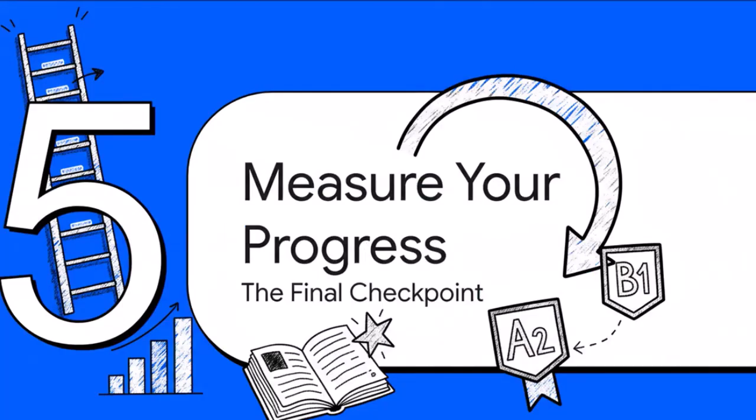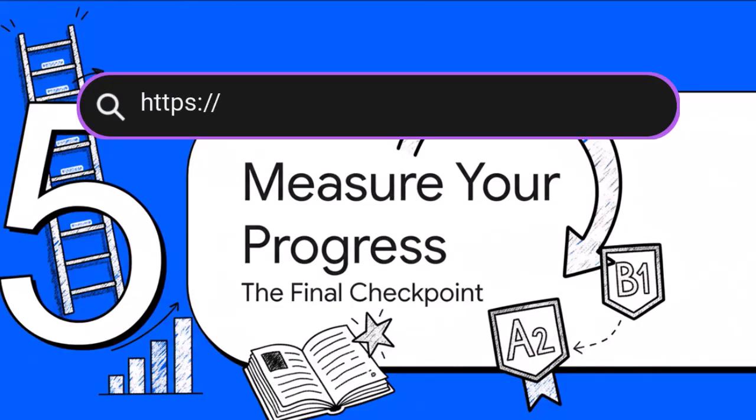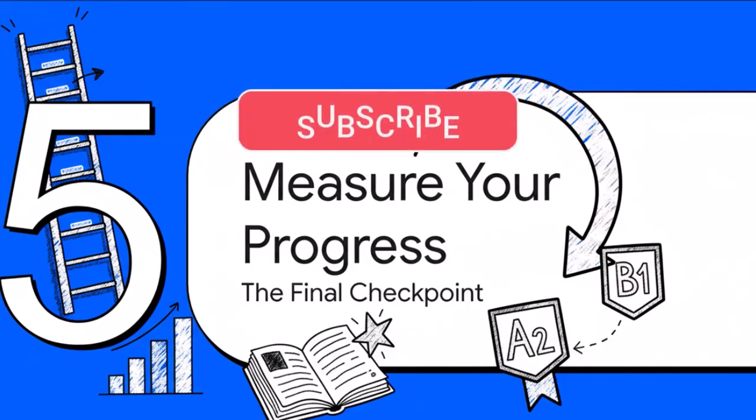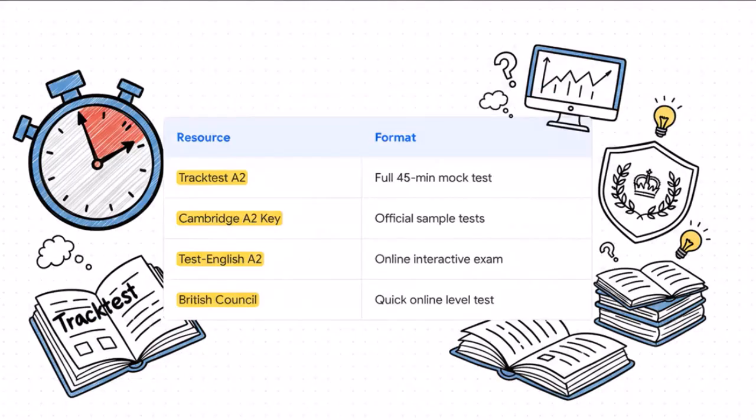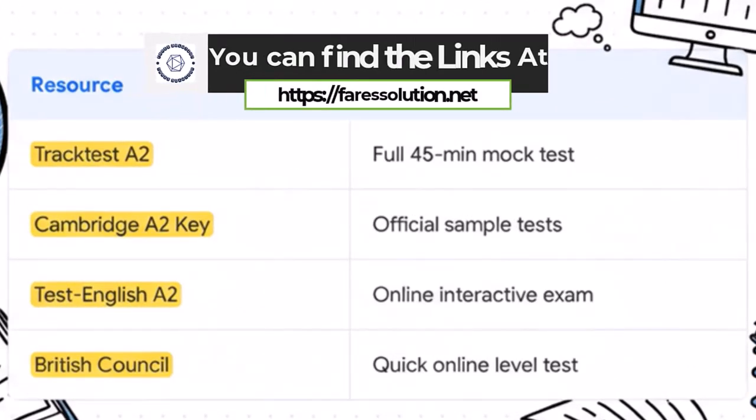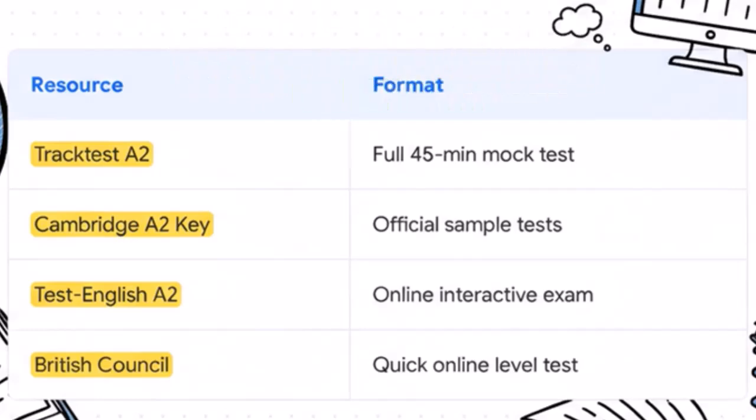All right, last but definitely not least, we need to measure your progress. This is the final checkpoint. And it's so important because it's not just about getting a score. It's about knowing for sure when you're ready to tackle the next level, B1. And check out these resources for practice exams. They are absolutely fantastic because you can get that real exam feeling right from home and for free. TrackTest has a full 45-minute mock test covering grammar, reading, and listening. And you can even get official sample tests directly from Cambridge.